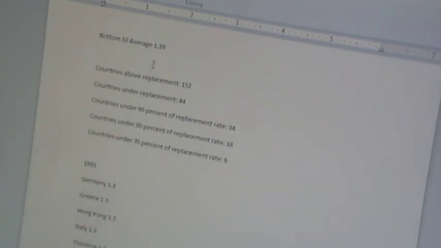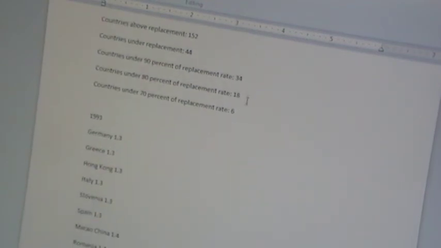And here the bottom 10 average is 1.39. Countries above replacement 152, under replacement 44. Now if you notice, it's starting to switch. The tide's starting to switch a little bit. Under 90%, 34. Under 80, 18. Under 70.